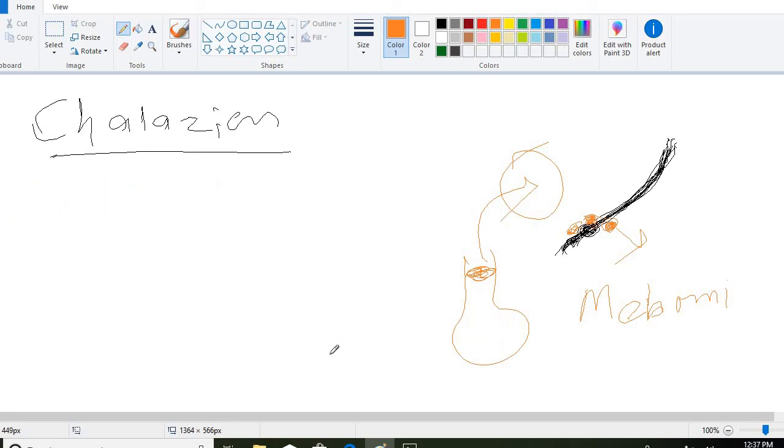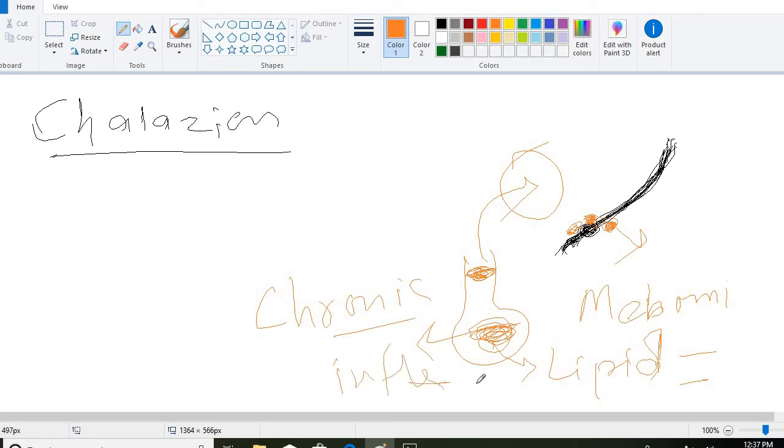Now coming to the pathogenesis, how chalazion develops. As I have told, obstruction of the orifice of the meibomian gland causes retention of lipid secretion. That's why it is known as lipogranuloma. Lipid secretion is retained and accumulated here, and induces chronic inflammation, which may result in development of chalazion.